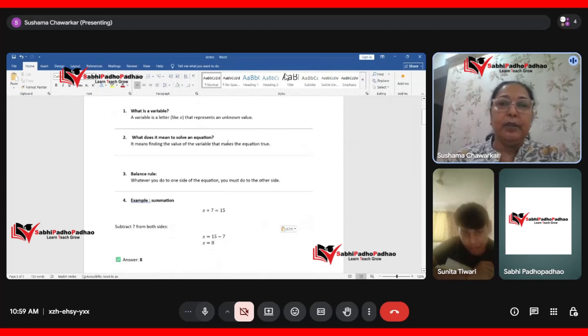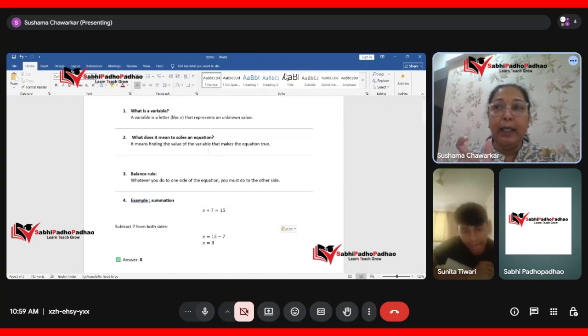So this equation means what? You have been given one mathematical equation, okay? And there is an equal sign. The equal sign means what? Whatever is given on the left hand side has to be tallied in the right hand side as well. So what is true on the left hand side is also true for the right hand side.